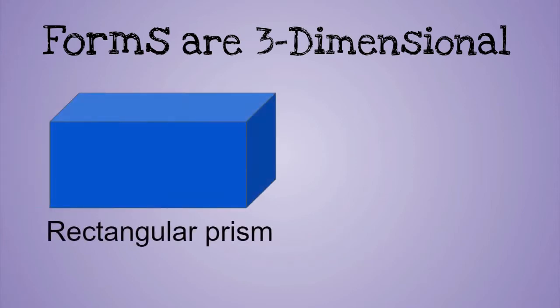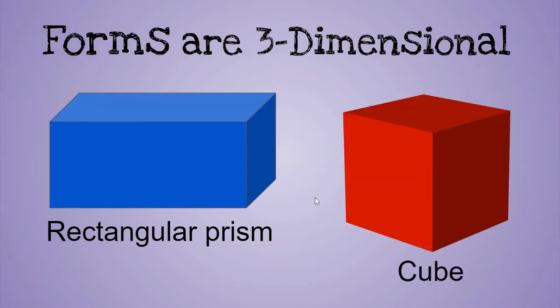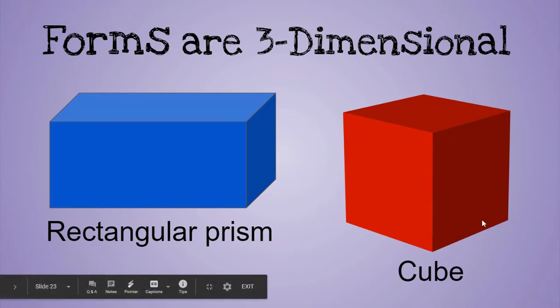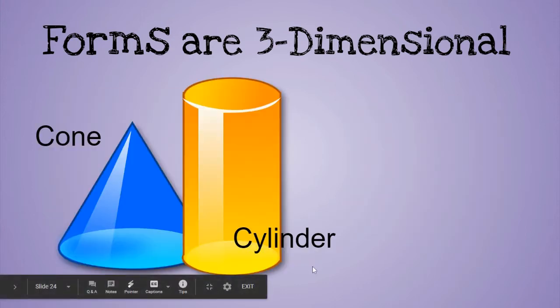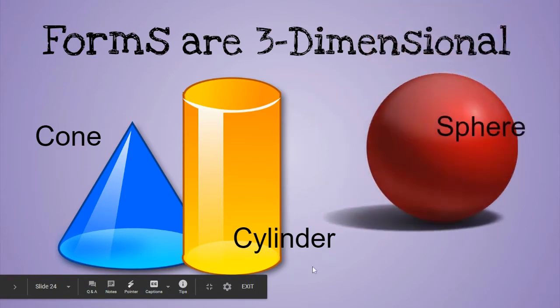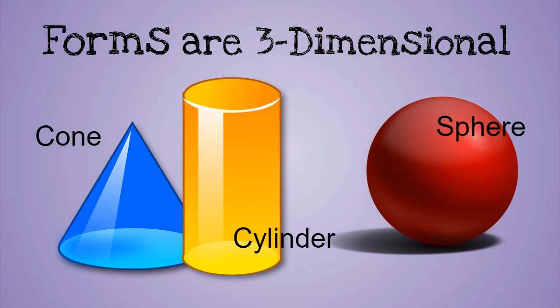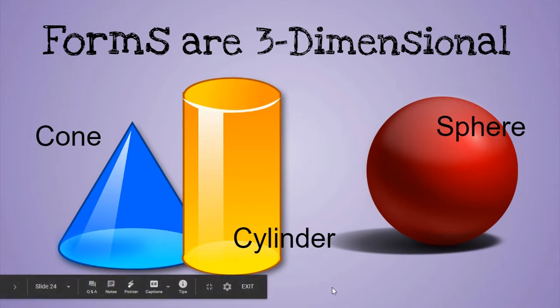You can have a rectangular prism, and that's a three-dimensional shape that's based on a rectangle. So you can see the rectangle here, and a cube. All six faces are squares. Some other three-dimensional shapes include cones and cylinders. And also a sphere. A sphere is a form that is round like a ball.